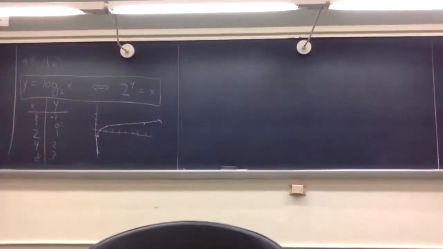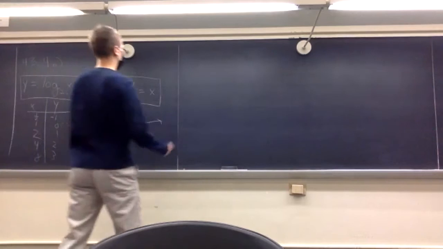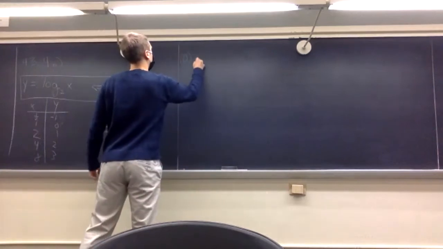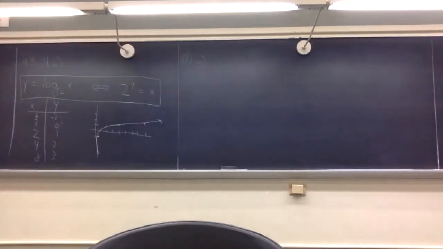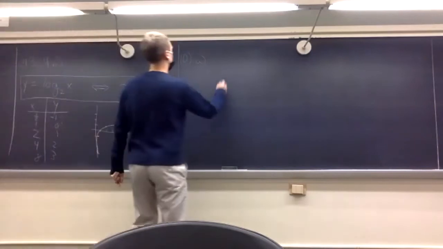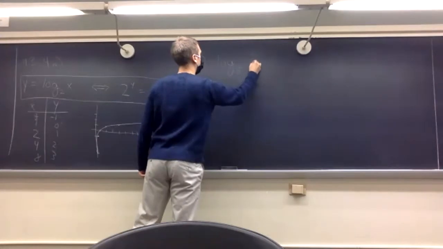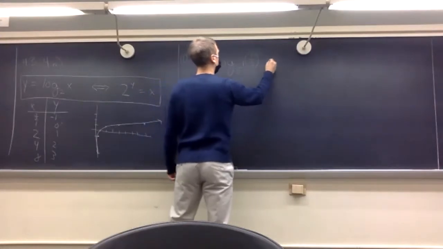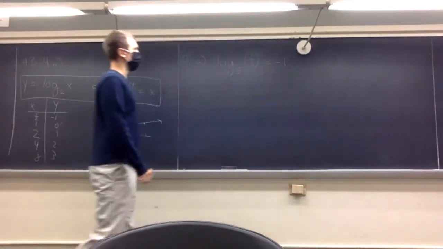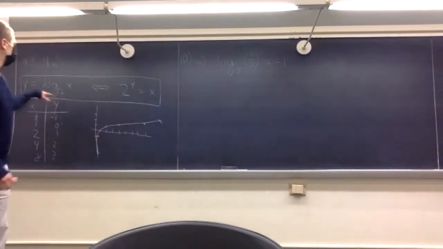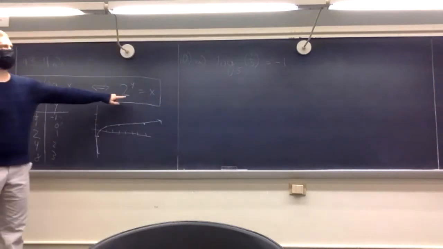The next problem that I had is express the equation in exponential form. So this one's really basic, uses this exact thing here. And it basically says logarithm base 5 of 1/5. It says rewrite that, because it's in this form, it says rewrite it in this form.